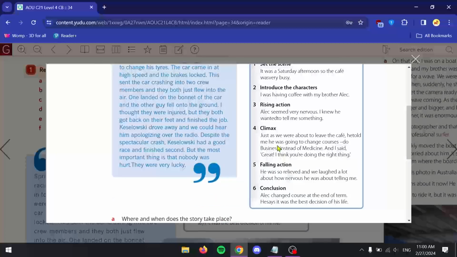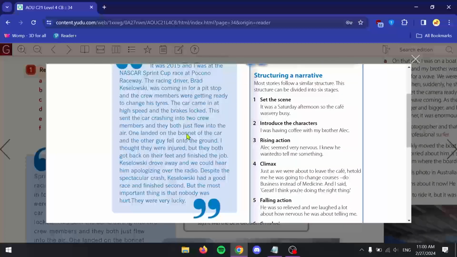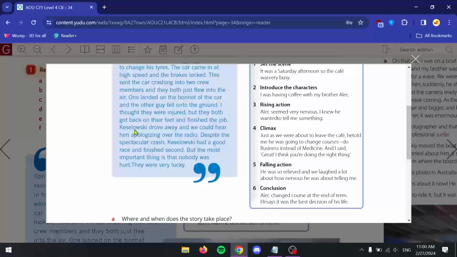Falling action would be what comes after the climax. They both got back on their feet and finished the job. Keselowski drove away and we could hear him apologizing over the radio. Despite the spectacular crash, Keselowski had a good race and finished second. And then finally, conclusion, most important thing is that nobody was hurt.